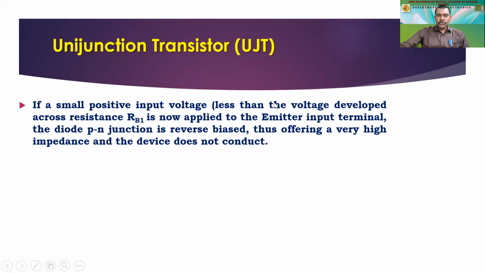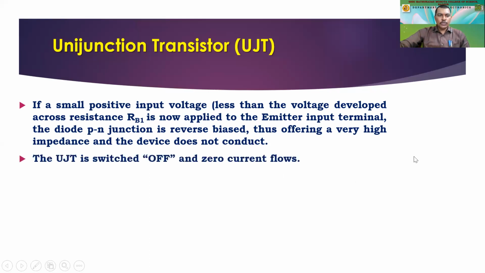Right. So as you give a reverse bias to the emitter, what happens? The depletion layer of the PN junction will increase, and the current which was supposed to flow through it will decrease, because the channel was clear and now we have introduced the depletion layer. The UJT is switched off and zero current flows. So if no current is flowing through the UJT, that is, it is not conducting, then we call the UJT to be in the off condition.